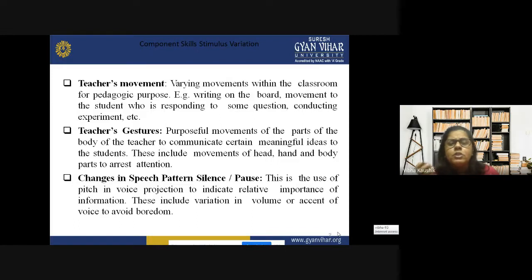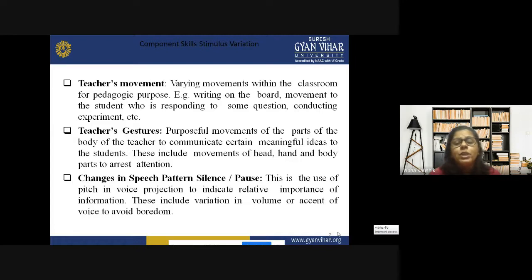Different gestures will be used by the teacher to make the teaching effective and to make the teaching-learning process enlivening. Change in speech pattern, silence, pause. This is the use of pitch in voice projection to indicate the relative importance of information. Means the pitch of the speech will go up and down, and that will inform the students of the relative importance of information.